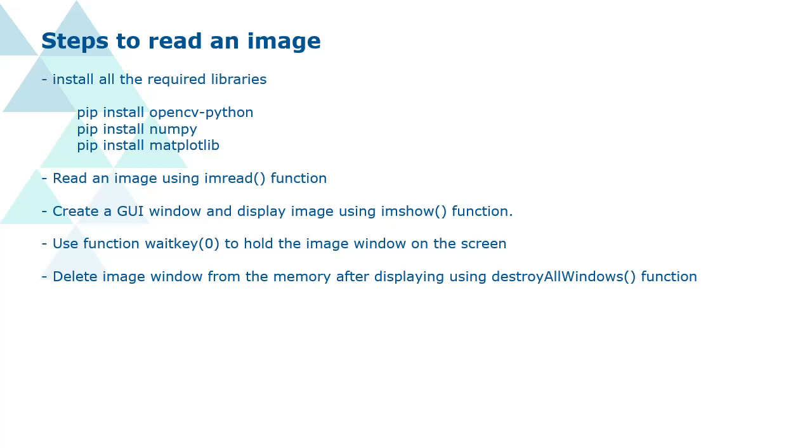In order to hold the image window on the screen, you would use the function waitKey with a parameter that indicates the number of seconds to hold the image. If you want to remove the image window from the screen, you would use the function called destroyAllWindows.